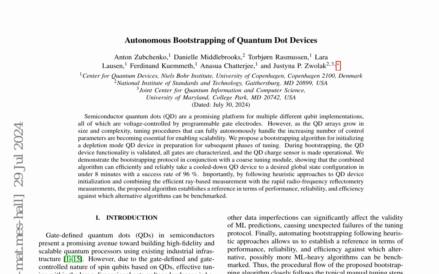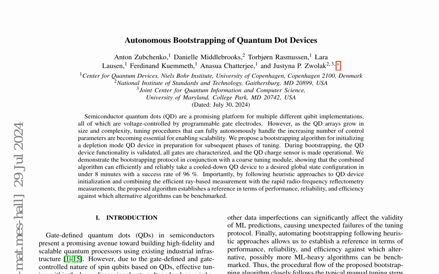The motivation behind this work is the need for efficient tuning procedures that can handle the increasing number of control parameters in large-scale quantum dot arrays. Previous work has made progress in areas such as topology and charge state classification, navigation in higher dimensional gate voltage spaces, and optimization of readout and qubit fidelity. However, these algorithms assume that previous tuning steps, such as defining the quantum dot channel, calibrating the charge sensor, and identifying regions of interest, have been completed.